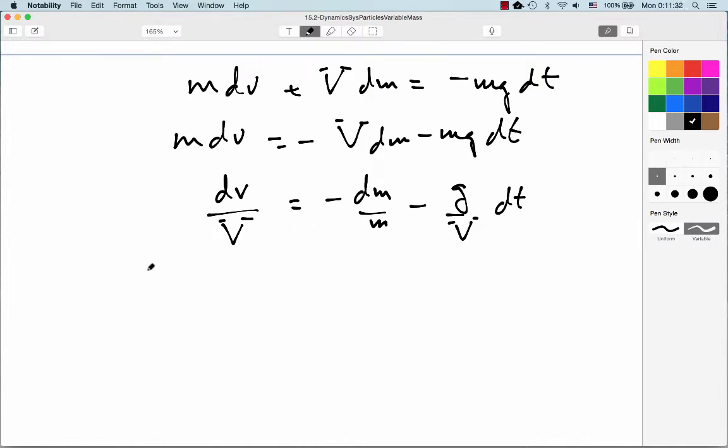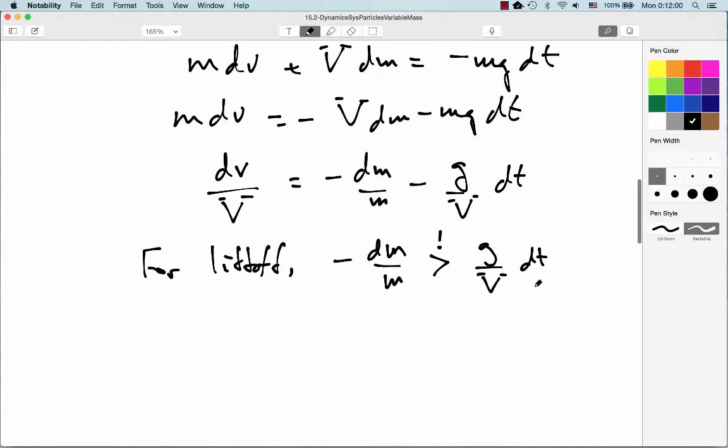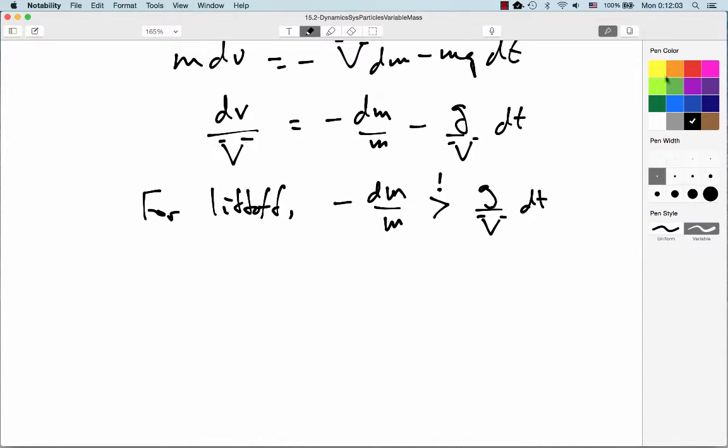So if we're going to have a liftoff, we're going to require that minus dm over m, and keep in mind our differential of mass is going to be negative because we're losing mass as we burn our rocket, has to be greater than g over V dt, or we're just plain not getting off the ground. So this g over V is the beginnings of a good figure of merit.